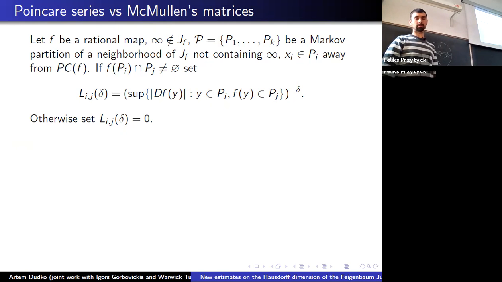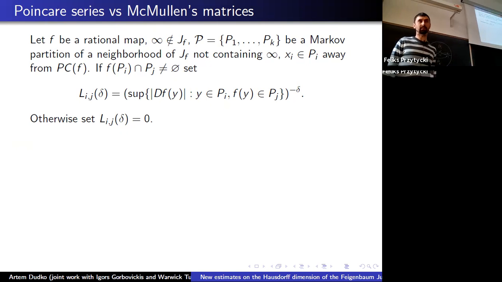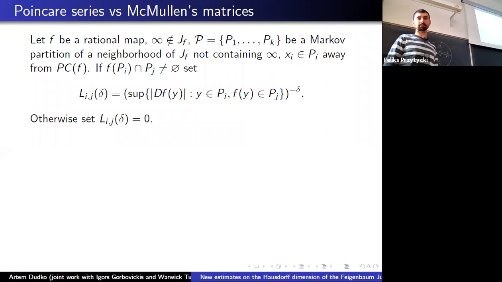So to study the Hausdorff dimension of the Feigenbaum maps, we will compare the Poincare series with Macmillan matrices. So assume we have a rational map F such that the Julia set does not contain infinity. Assume that it has a Markov partition, as was described above, of a neighborhood of the Julia set. And assume that we have chosen a point xi in each piece of the partition, as in Macmillan's method.